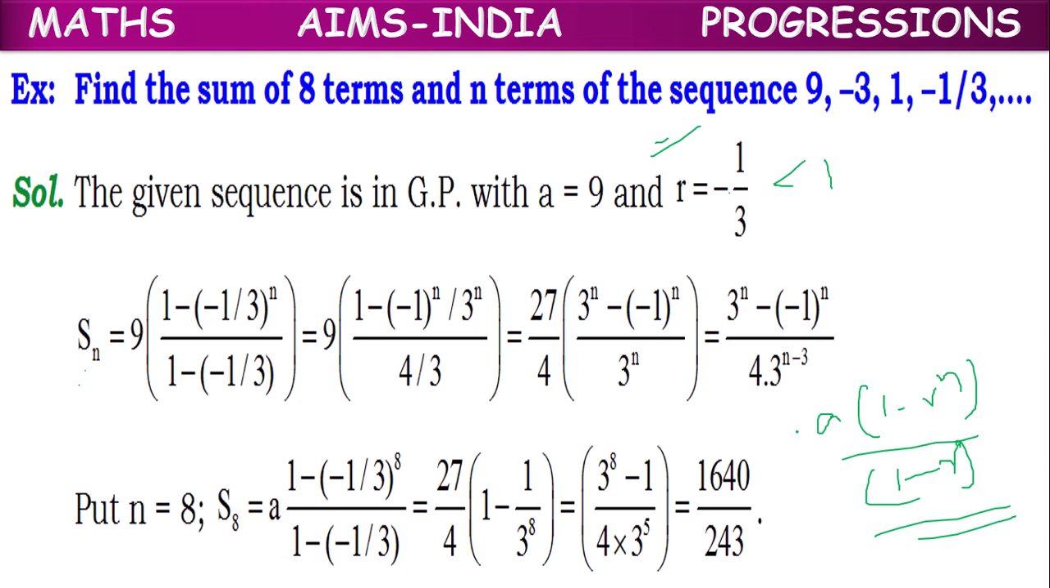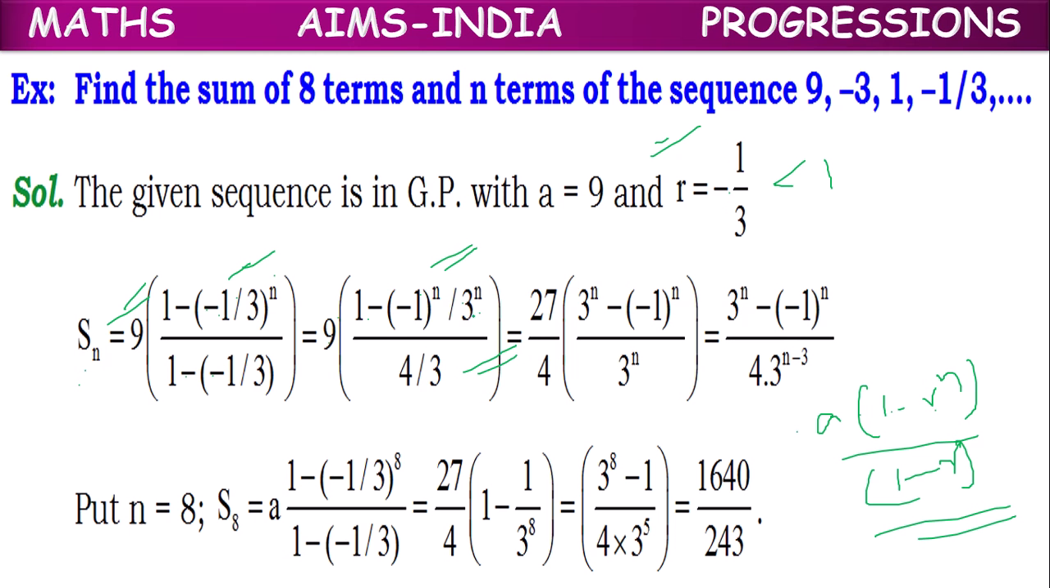So Sn equal to, in the place of a, we can keep 9, into 1 minus, in the place of r, we can keep -1/3, by 1 minus -1/3. So 9 into 1 minus, this -1 whole power n by 3 power n, like that separately we can write. So after simplification, minus into minus will become plus. 3 into 1, 3 plus 1, 4/3. This is 4/3.